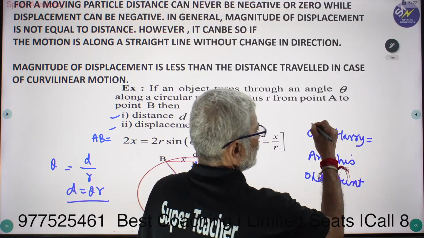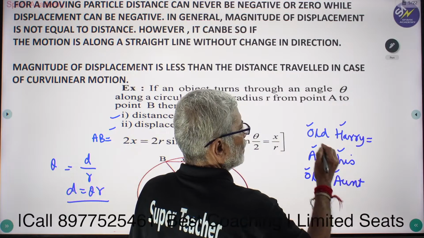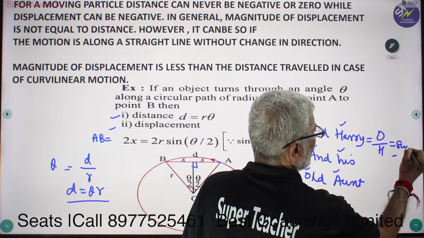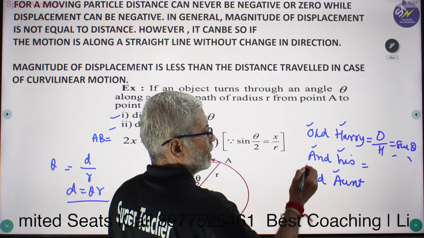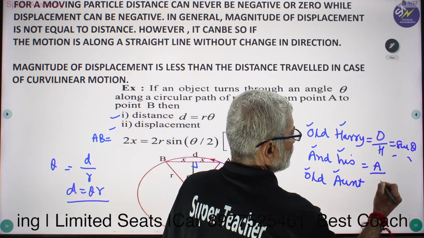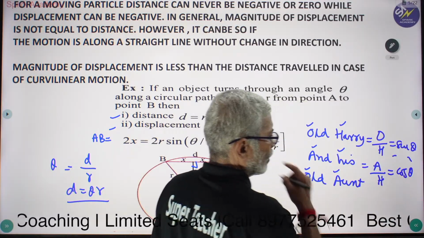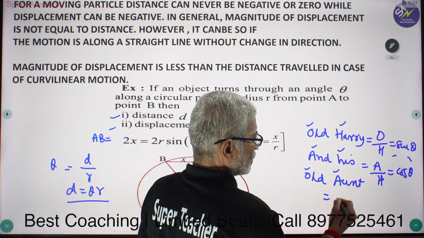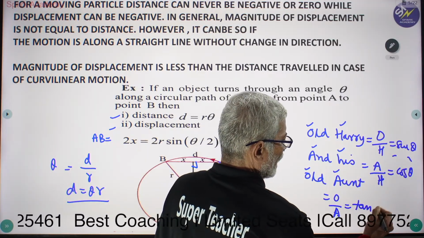So first letter you take OH, AH and OA. So opposite by hypotenuse will give you sin theta. All those things you know, you are NEET students, so I am telling you. And adjacent by hypotenuse will be equal to cos theta. And opposite by adjacent is your tan theta.